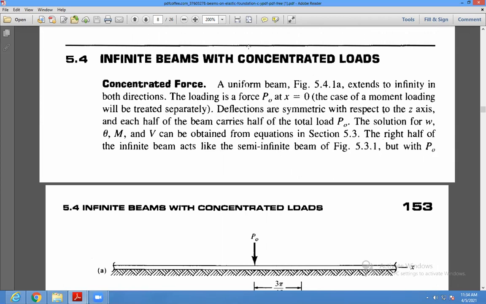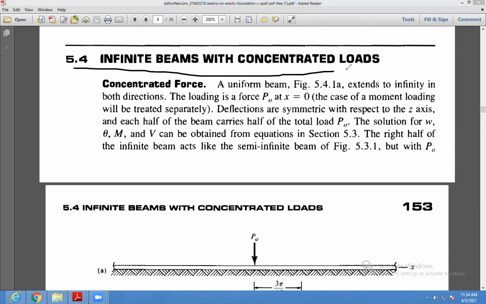Next, please write down the heading: infinite beams with concentrated loads. First we have to discuss the concentrated load, then we will consider the moment separately. So we have to use the previous equations of the deflection, slope, moment, and the axial force.